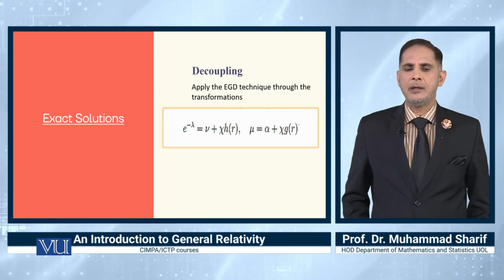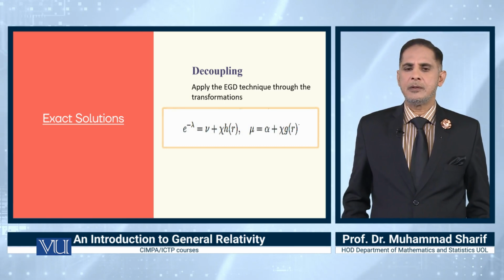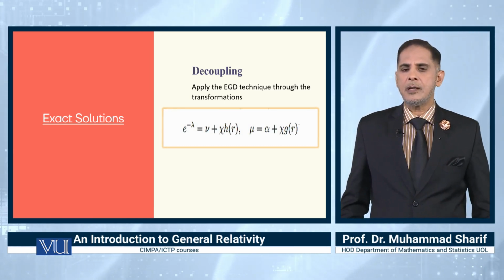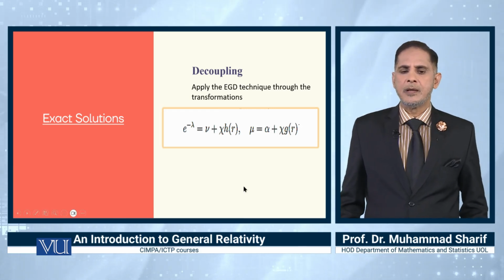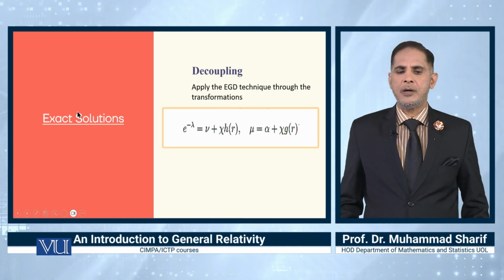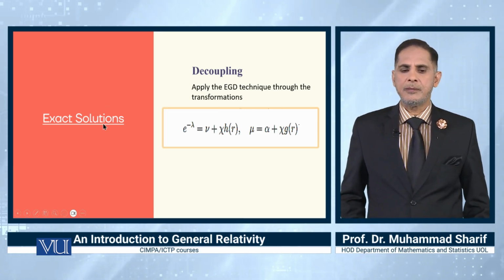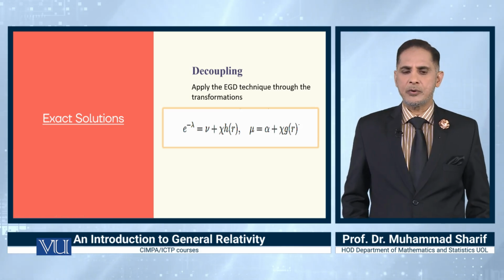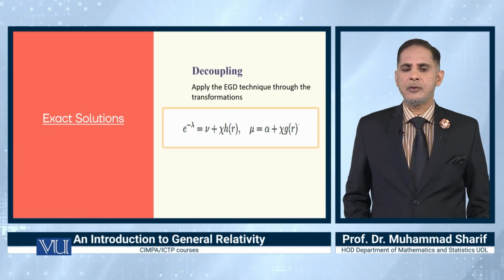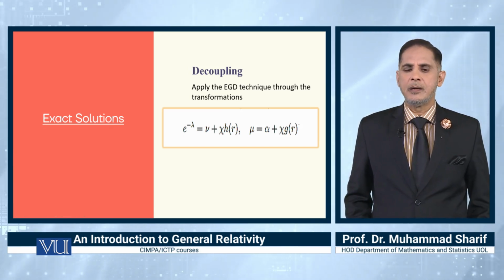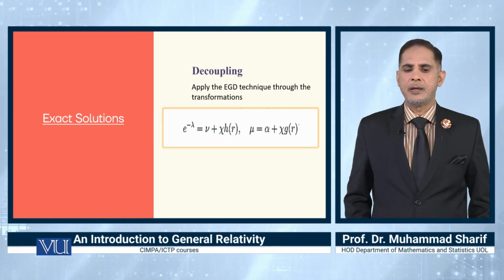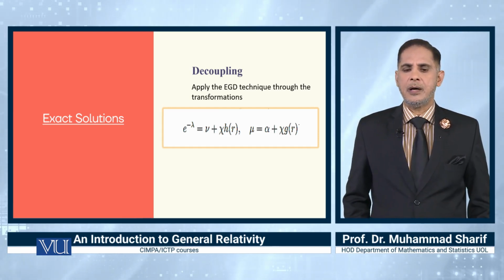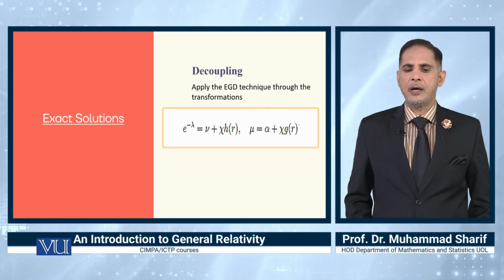Now, we apply the decoupling technique. In fact, there are two types of decoupling technique. One is the minimal decoupling technique, and the other is the extended geometric decoupling technique. In the minimal technique, we just modify one component of the metric function, while in the extended we modify both metric functions. Here we are using extended geometric decoupling. That means we are changing both metric potentials. So, here HR and GR are the new functions we are adding.